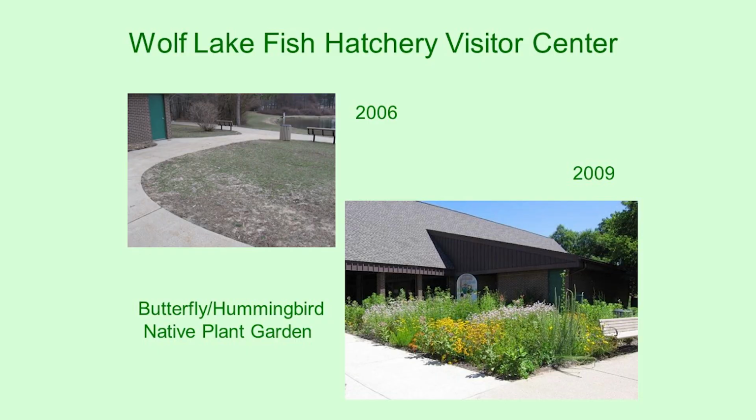So this is an example of a butterfly garden to attract butterflies with native plants. At the Wolf Lake Fish Hatchery, just outside the back door of the visitor center, there was this scruffy lawn area that everybody just walked over, and the grass never really grew, and it always looked terrible. So we decided to put in a butterfly garden there. And 3 years later, you can see the picture is much different. Both pictures show the bench.